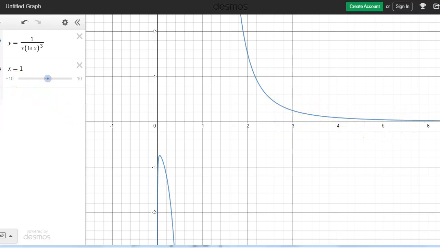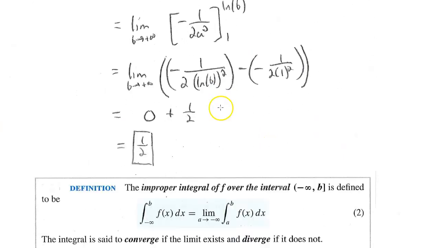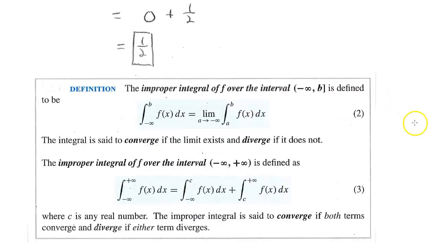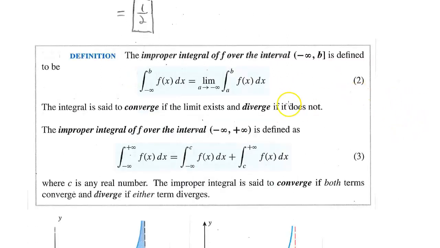By the way, this does have a vertical asymptote over here at x equals 1, because when you let x be 1, ln of x is 0. It also has a vertical asymptote at 0, because of this. But we're integrating from 2.718, from e out to infinity. We get that area, and remember what our answer was. Our answer was 1/2.